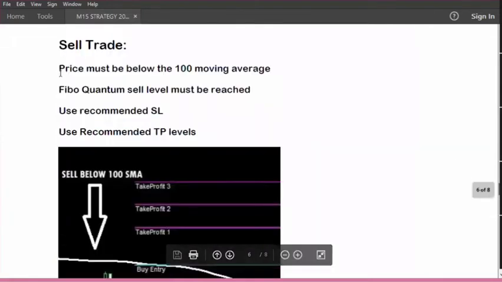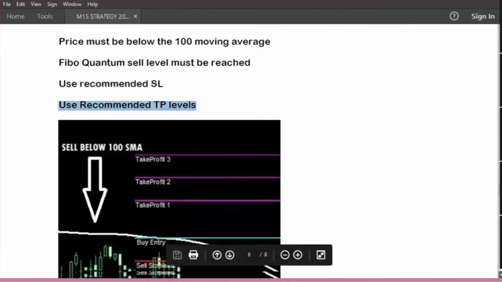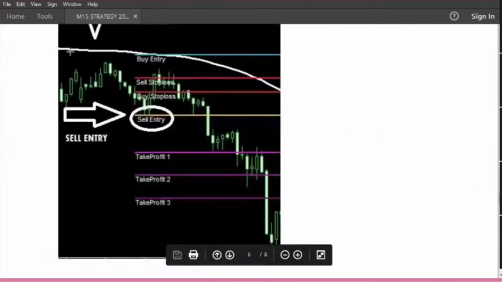Let's quickly look at the sell trade. The same thing, the opposite. The price must be below the 100-period moving average. The sell price must be reached for you to open up a sell trade, and then use the stop loss, use the take profits that are given. So that's what it looks like on the image. The price is below the 100-period moving average.